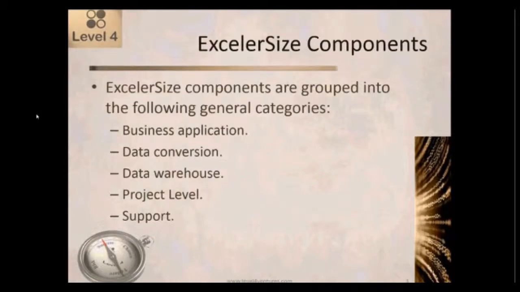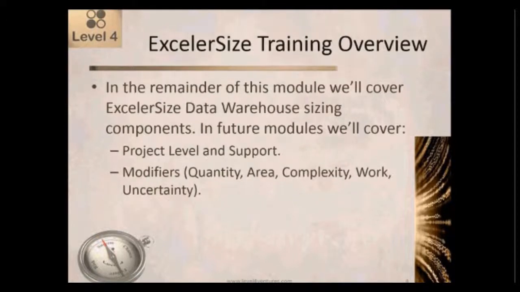Okay, so by way of review of how we got to here, we've been working through the different major categories or major groups within ExcelerSize. We talked about the business application components, which are the requirements and the pages and reports and so on. We talked about data conversion during the last module. And in this module, we're going to be talking about data warehouse. In future modules, we'll be talking about project level and support. And the final one that we're going to cover will be the modifiers, which are quantity, area, complexity, work, and uncertainty.